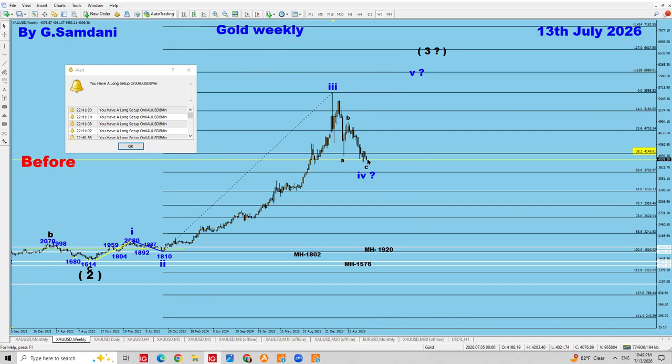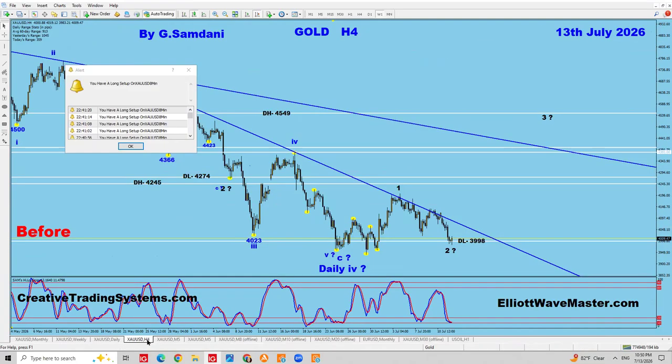And then now, once this one is finished, we have to go above this to finish wave 5, and that would be the end of wave 3. Then wave 4 will drop back here. Then we go up for wave 5, and so on, right? So this is where the drama was happening.